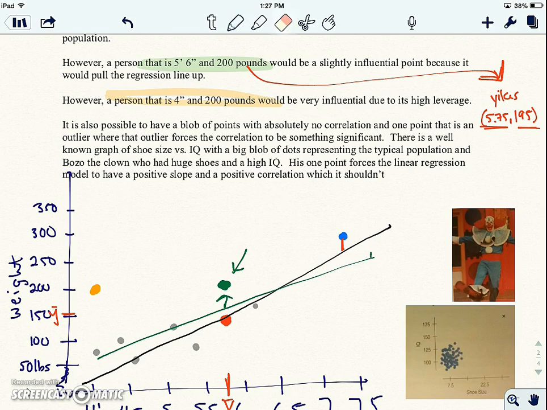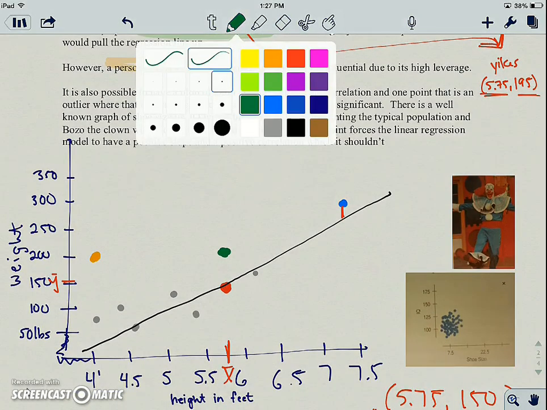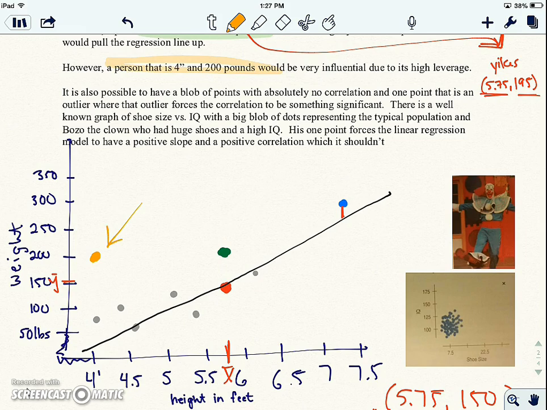However, a person that is 4 feet tall but 200 pounds would be very influential due to its high leverage. Okay, so that's this orange person over here. And if he really was in the data set, okay, we know it would go through it, but it would probably do something more like this. It's going to pull it up. And high leverage means he is far away from the average X bar. So his being different in the Y is making a big influence on my line of best fit.